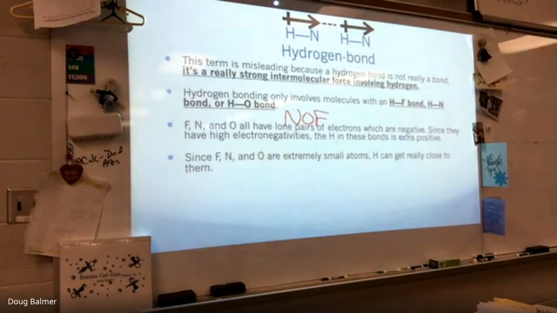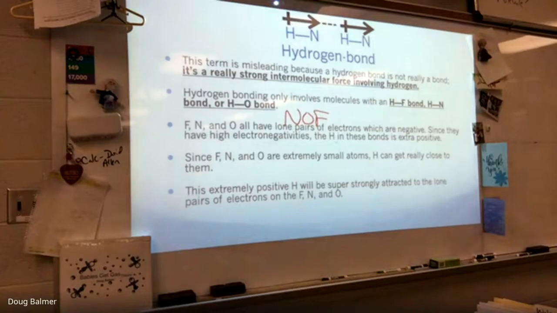Also, N, F, and O oftentimes have little lone pairs of electrons on them. Well, those electrons are negative, so that's going to increase the attraction between a super positive H. And because N, F, and O are really small atoms, the attractions can get really close together. What does Coulomb's law say about opposite attractions that are really close together? They're really strongly attracted. So for all 3 rules and reasons about Coulomb's law, this is a super, super, super strong dipole-dipole attraction. But again, it only happens 3 times. HF, HN, and HO. Questions about that?